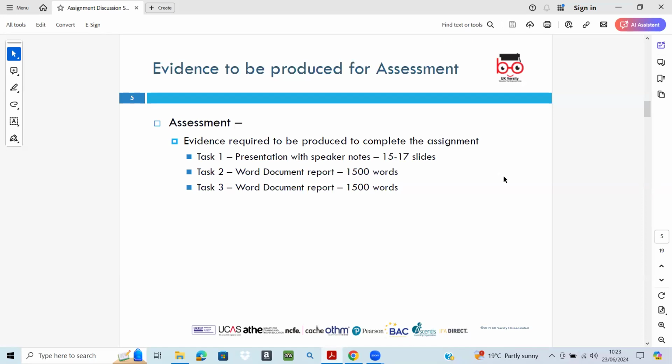Then we have task 2. Task 2 is a Word document report of about 1500 words. We need to prepare a comprehensive report. Here, look, they have mentioned that it should be a report. So we need to prepare a report in a Word document format with a word count of about 1500 words.